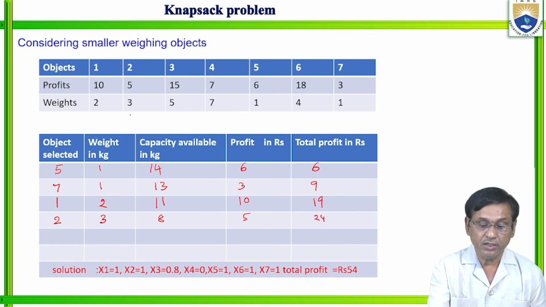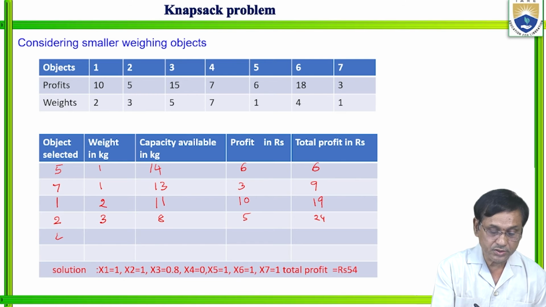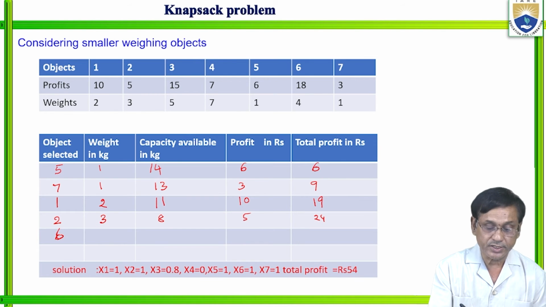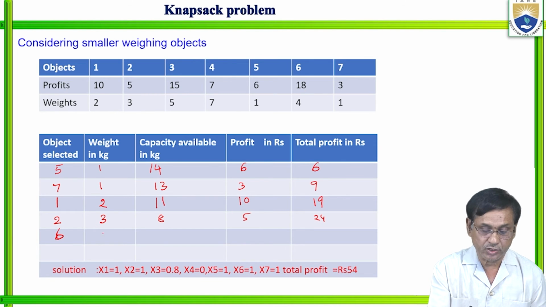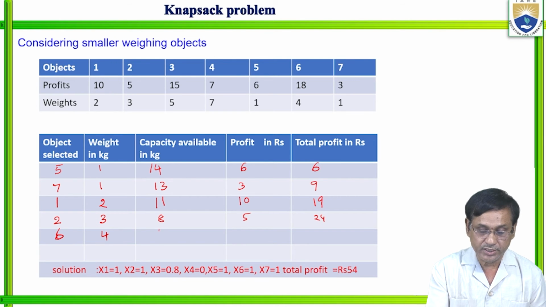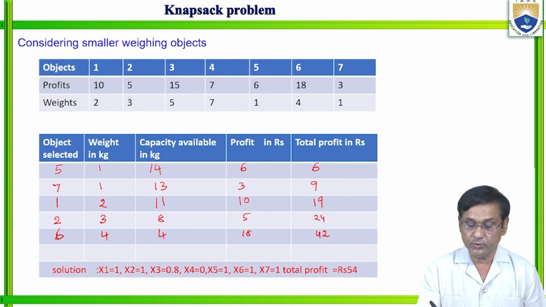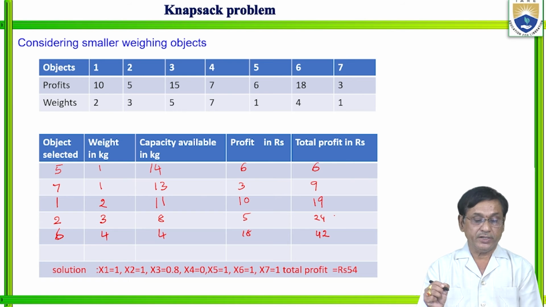Next, after 3, 4, the job is 6 here, the job selected is 6 and the weight of that 6 job is 4 kg and the profit is 8, so that this is 18 plus 24 is 42. 18 plus 24 is 42.